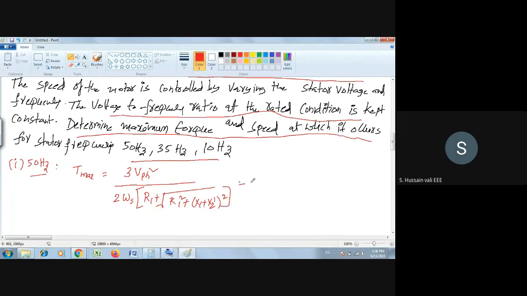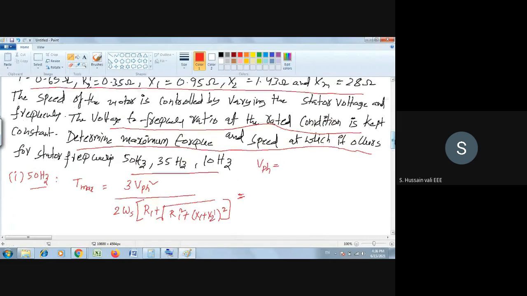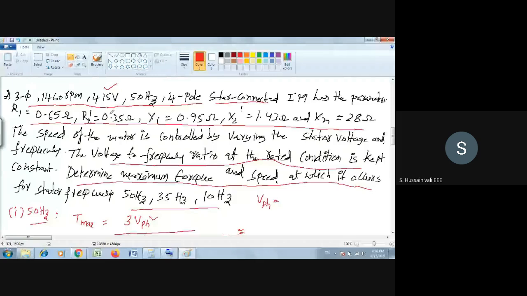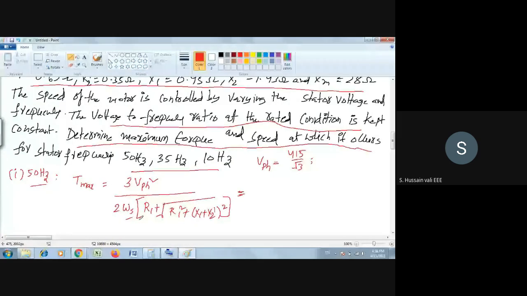Now you see what we don't know in this. First is V phase. What is V phase? Go to the data. The voltage is 415 volts, but it is three phase and star connected. So in star, you know the line voltage, and the phase voltage is 415 by root 3. Next, what you need to know here is omega s. Omega is the angular frequency. So how do you find out the angular frequency here?